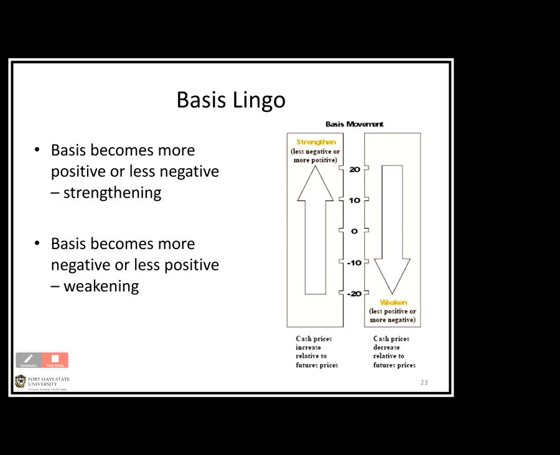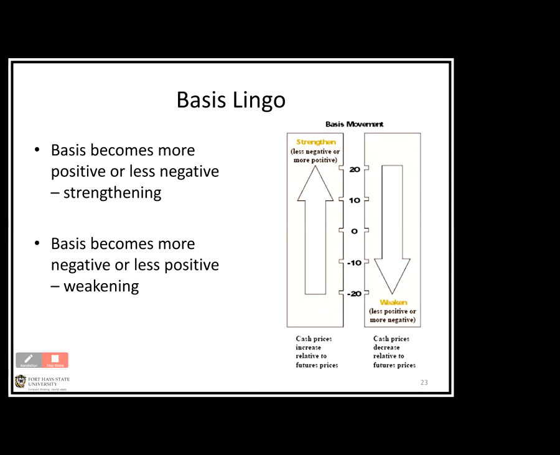On the other side, if basis becomes more negative or less positive, we'd say that's a weakening basis. So if we went from positive 20 to positive 10, that's moving down this way, that's weakening basis. Or if it goes from negative 10 to negative 20, which is becoming more negative, that's also a weakening basis. A strengthening basis happens when cash prices increase relative to futures prices. Remember, basis is the difference between cash and futures. If cash prices decrease relative to futures prices, we would say it's weakening.